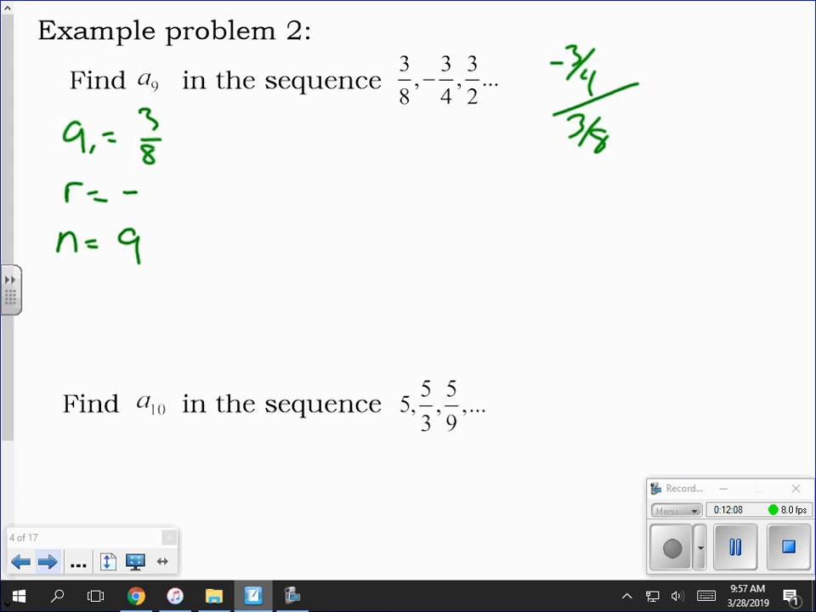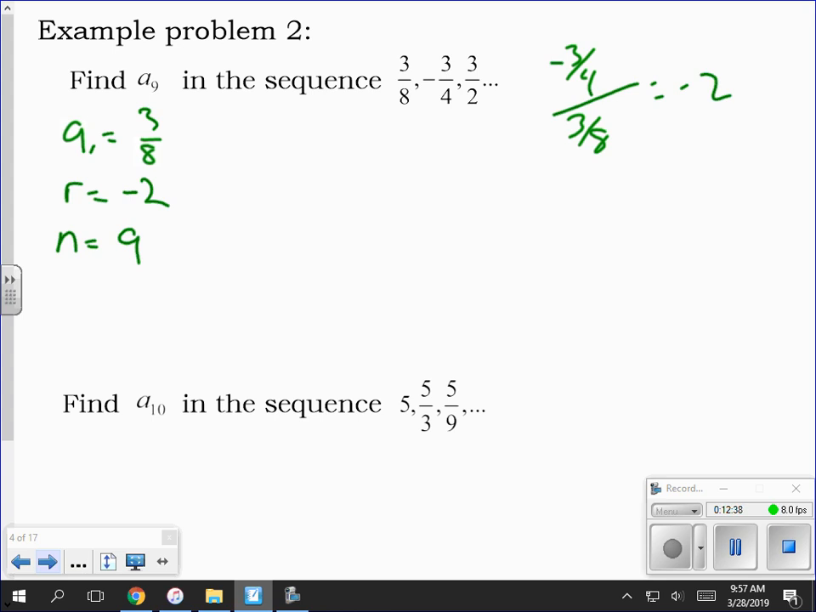You've got a calculator that will do that for you. 3 fraction 4 divided by 3 fraction 8. And yeah, you get -2. So my R is -2. It's not bad. When your R is a fraction, that sucks. When your R is a decimal or a whole number, it makes it a little easier, but you do have to watch your negatives and positives.